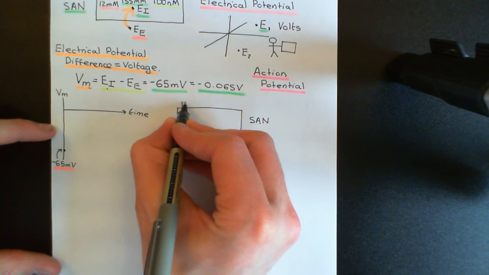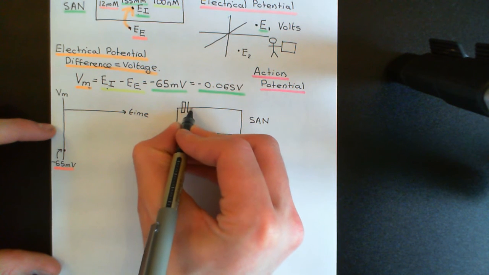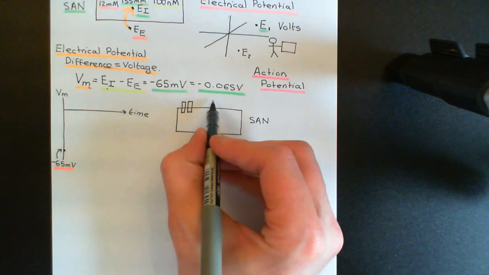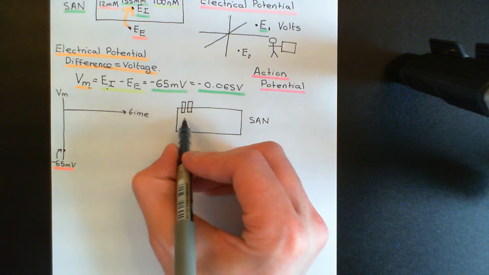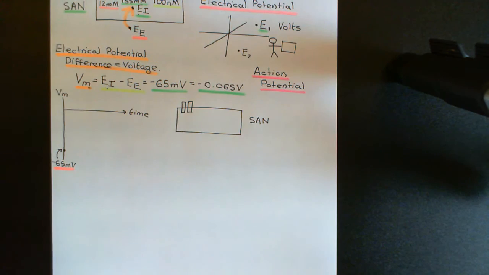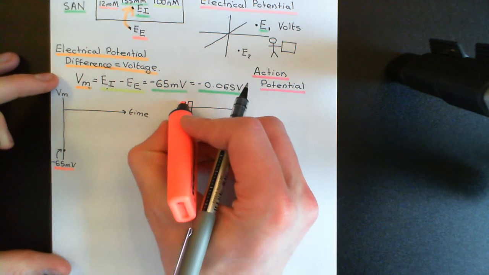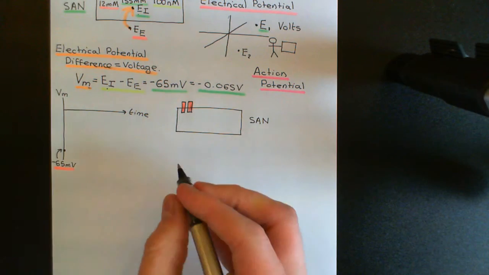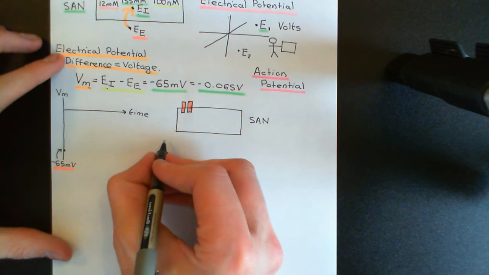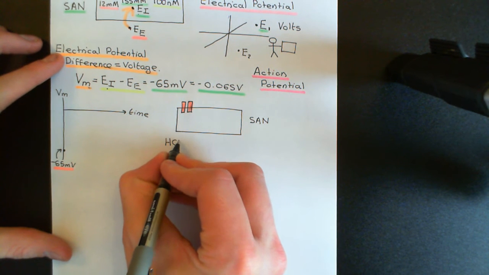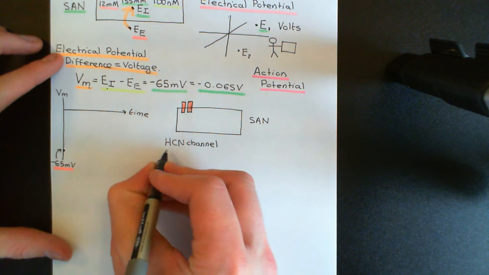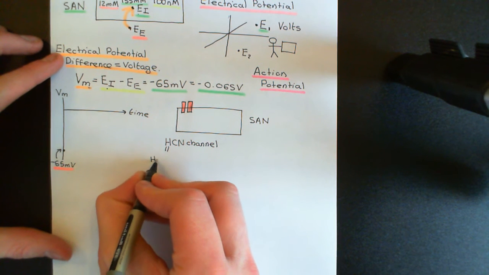Okay, so I'll draw this here. So here is this ion channel in the cell membrane, and I should stress that normally the ions cannot move freely across the cell membrane, so they have to go through channels to get across the cell membrane. So there's going to be a very special channel in the sinoatrial node cell membrane, which is known as the HCN channel. The H stands for hyperpolarization.